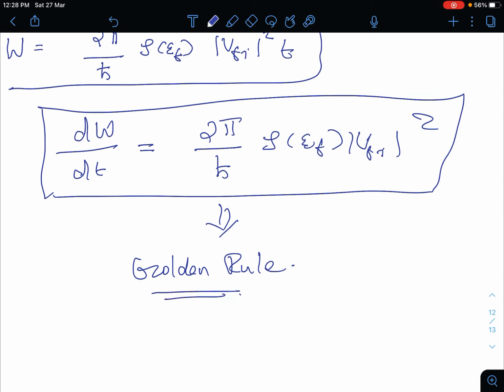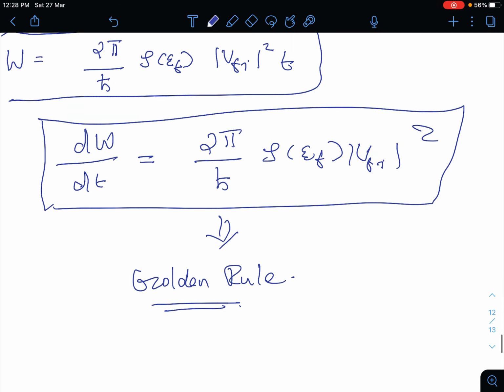Fermi's golden rule. That means the proportionality of W to t, so this is time independent. The transition probability rate, or transition probability per unit time, is independent of time, and it remains constant. So that is what we get from this equation, and it is known as Fermi's golden rule. Okay, so we'll stop the class for this time. Thank you.